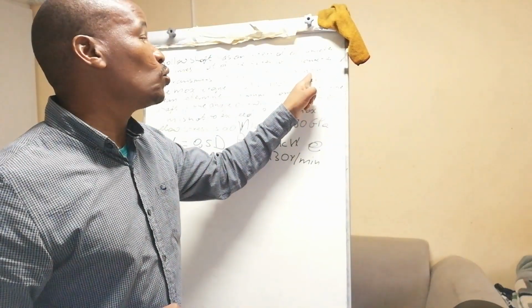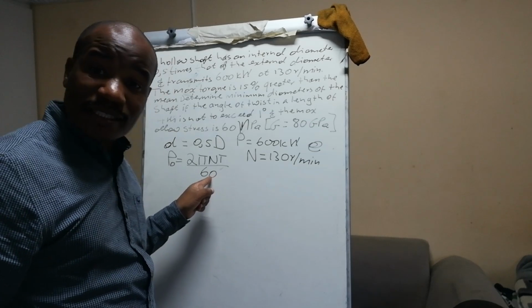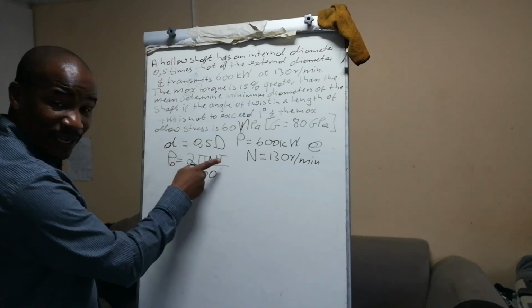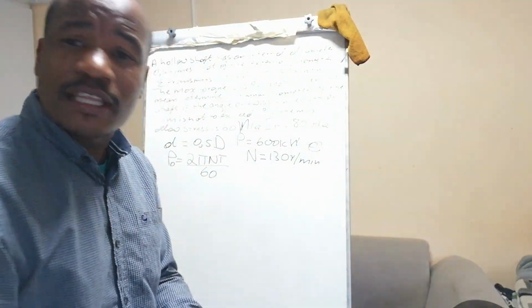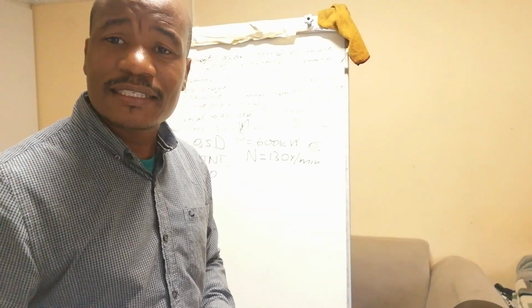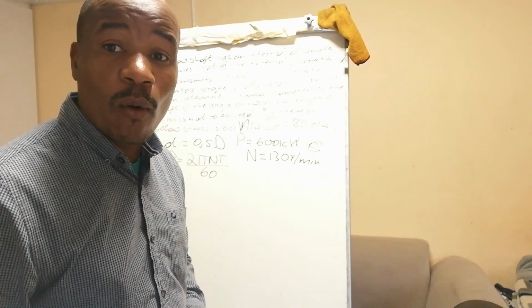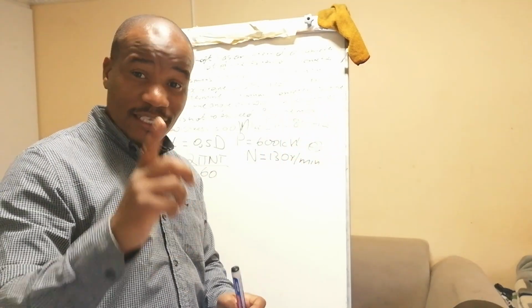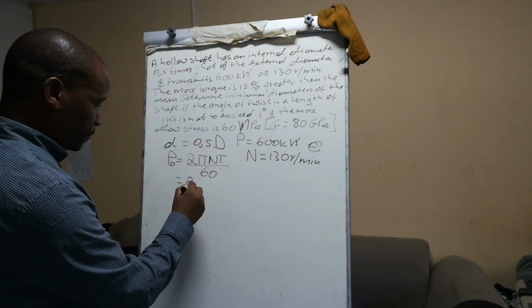So we convert that 1 minute into 60 seconds. We convert this work into seconds so that we can have joules per second, and that's power. Joules per second is watts.